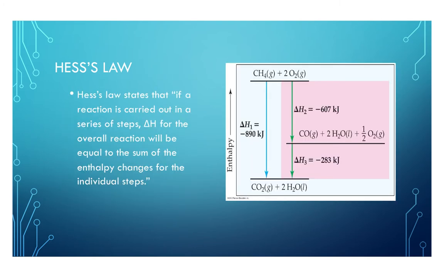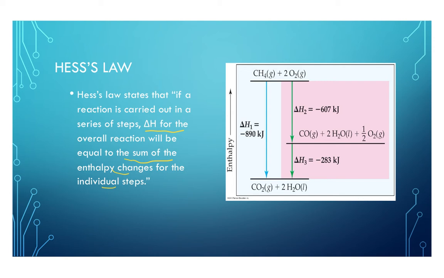Essentially, the idea is that if a reaction is carried out in a series of steps, delta H for the overall reaction will be equal to the sum of the enthalpy changes for the individual steps. So if you can find some smaller reactions that add up, or in other words get you from the reactants to the products, you can use the delta H's of those to figure out the overall delta H for the reaction.